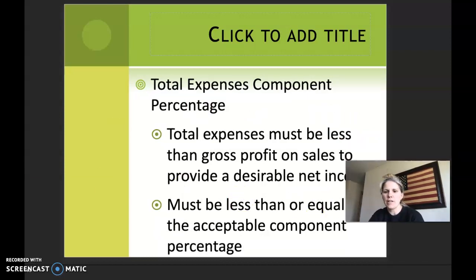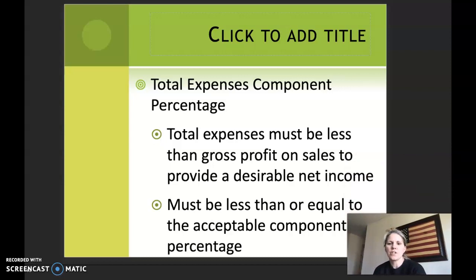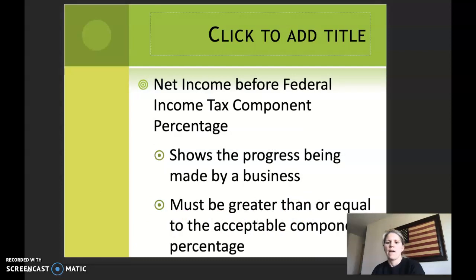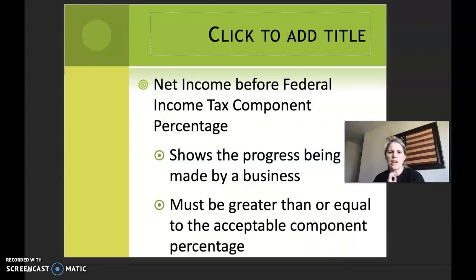Then we have our total expenses, and total expenses should be less than our gross profit on sales, because this goes right along with it, so that way we get a desirable net income. We would hope it to be less than or equal to whatever is acceptable. And then lastly, our net income before federal income tax. It shows the progress being made by a business, and we need it to be greater than or equal to the acceptable component percentage.